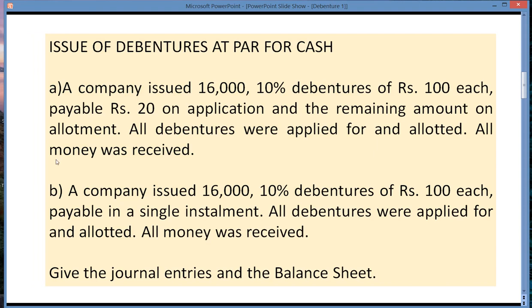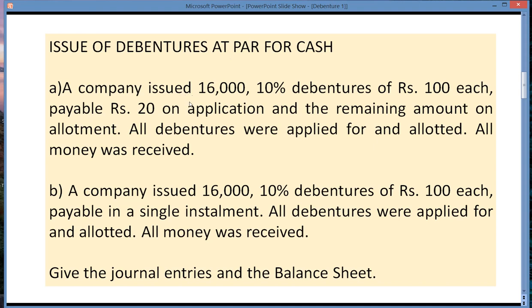So let's do a sum. When you are issuing debentures at par, it means the nominal value of the debentures is the same as the issue price. As you all know, children, sir has already given you the journal entries for the issue of debentures at par. So I'm directly going to a particular sum. This is very small, as I said.